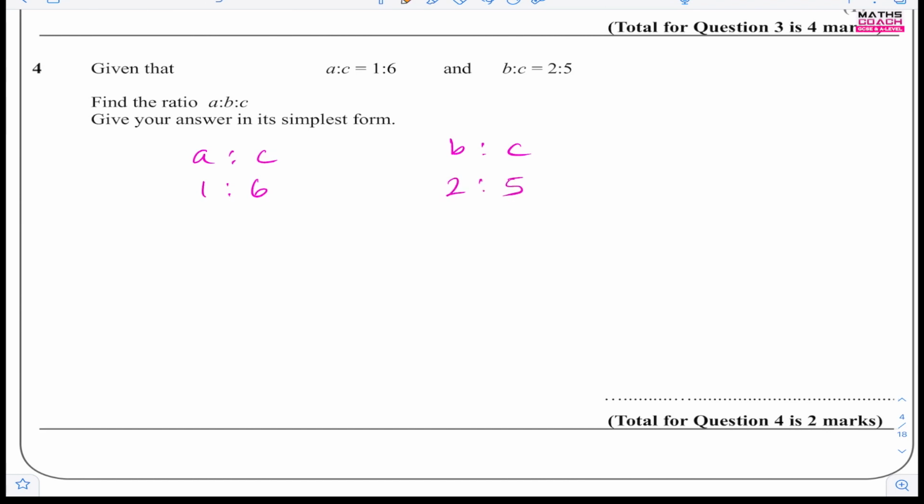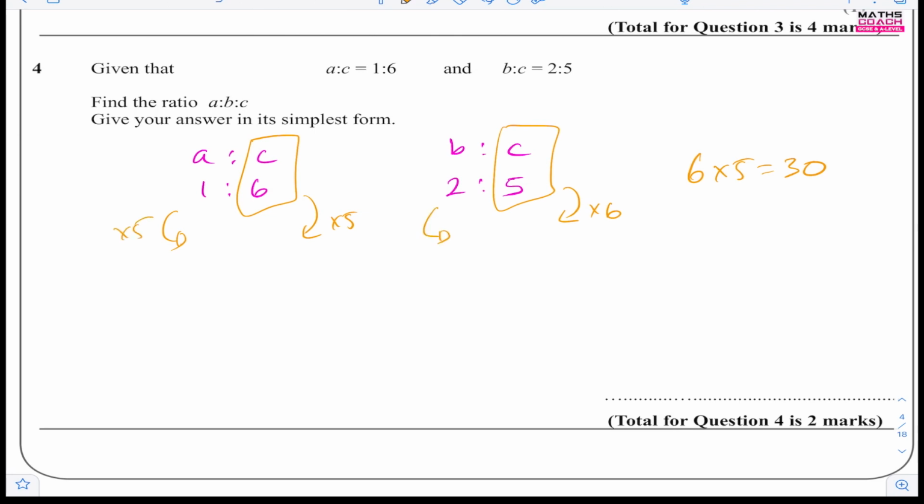So what we want to do is find a common ground. Now both of them have a C. So we can multiply the 6 and the 5 together and get a common multiple. So if we do 6 times 5, we get 30. So how does this become 30? We times this by 5. And how does this become 30? We times by 6. So we also have got to multiply the other ratio in A to C by 5, and we have to multiply the other ratio in B to C by 6.